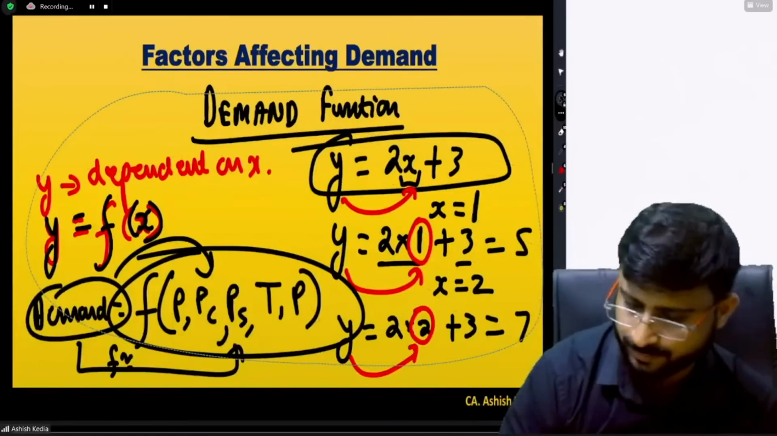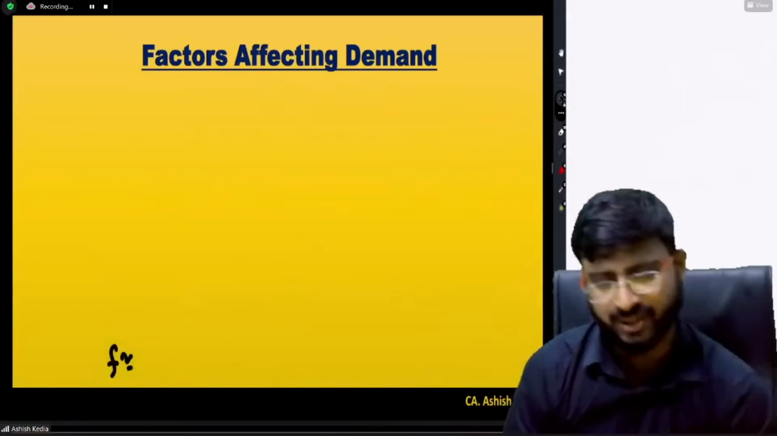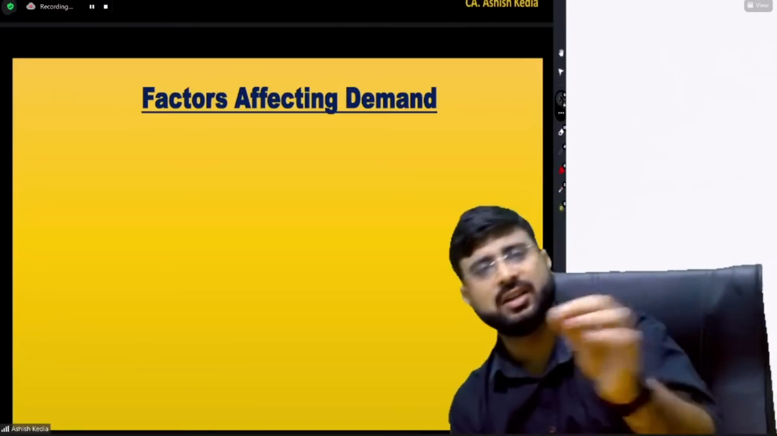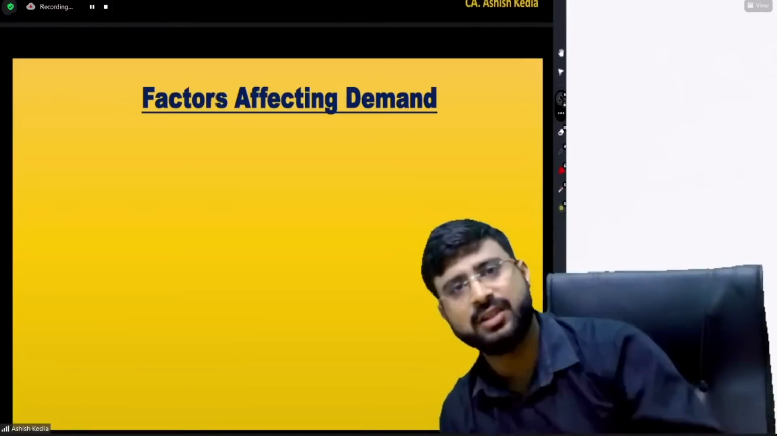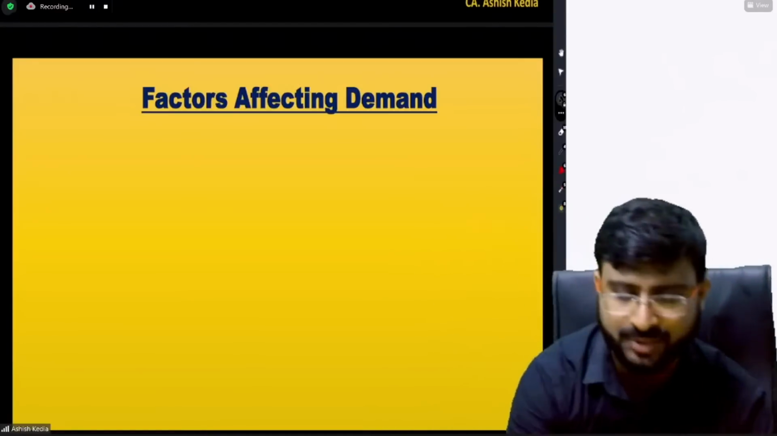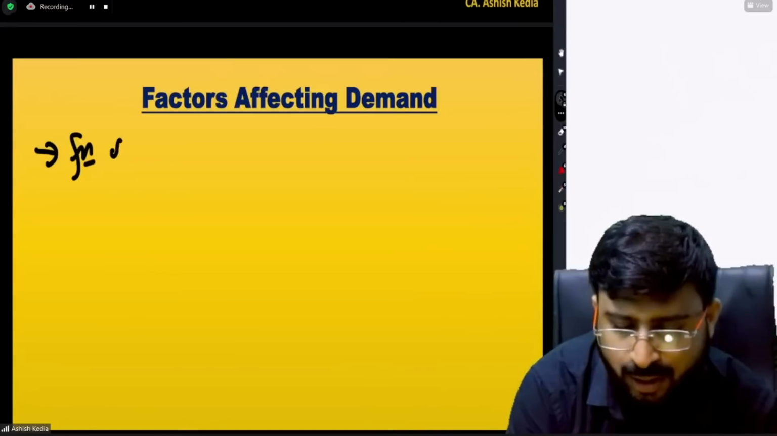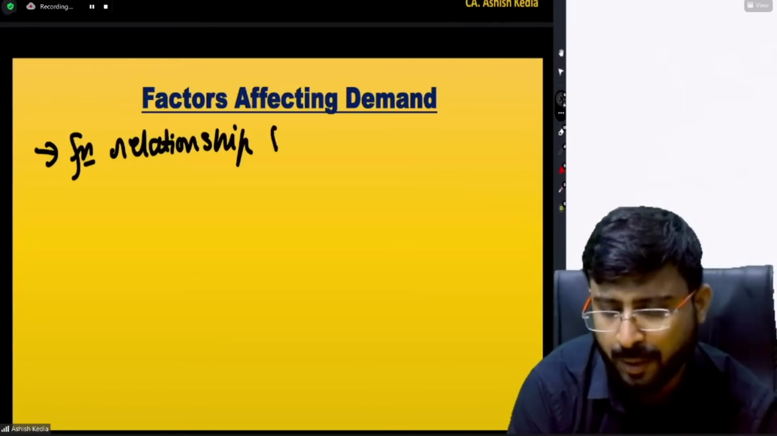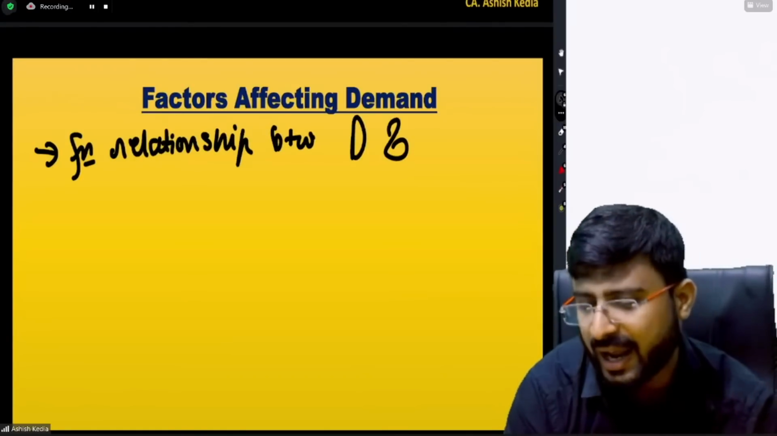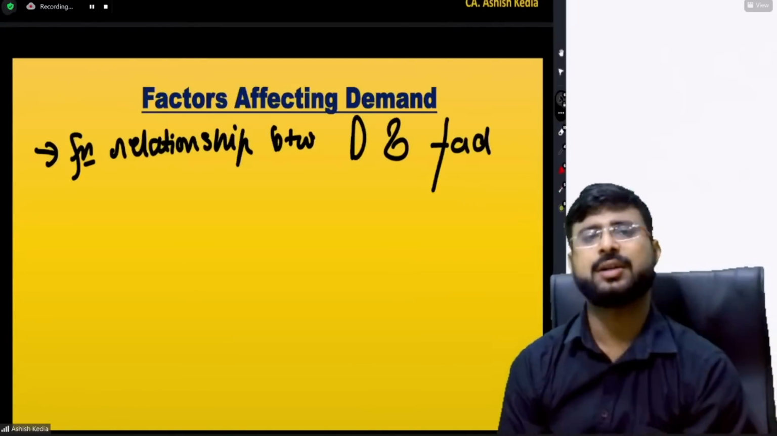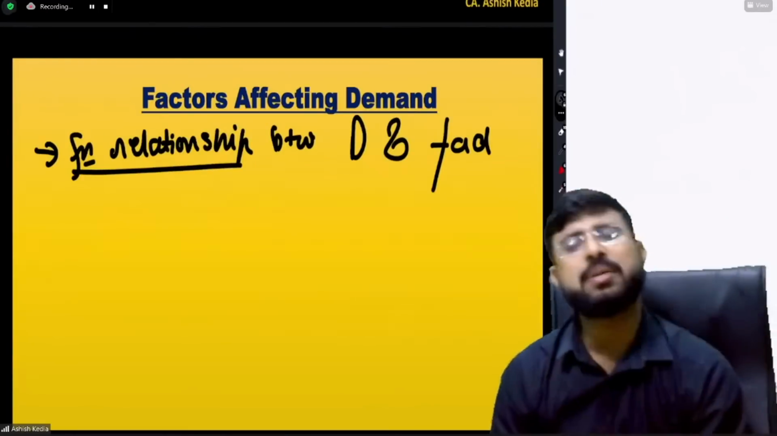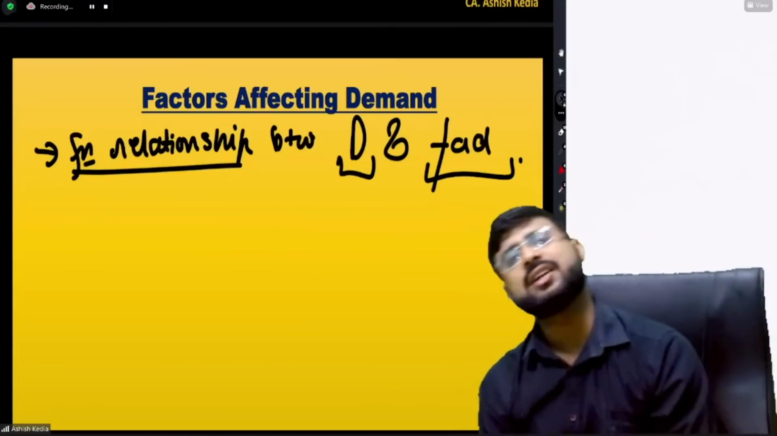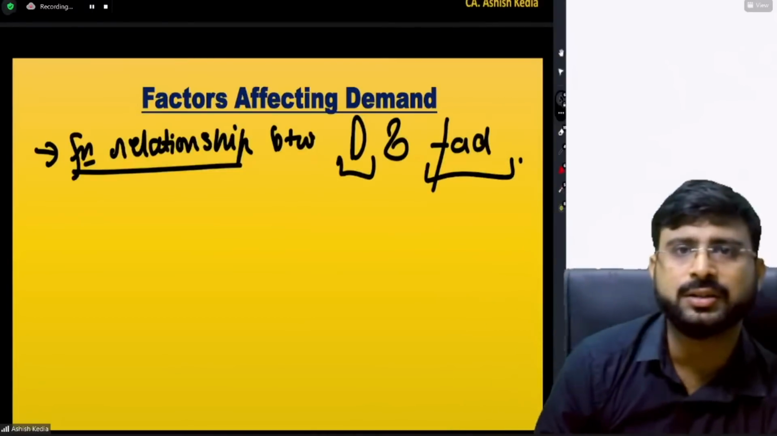Very good. That is what demand function is. So suppose if you are asked what is demand function, obviously we are writing an objective answer, but just for your understanding, I am saying demand function is nothing but a functional relationship between demand and factors affecting demand. I hope it's clear, everybody.